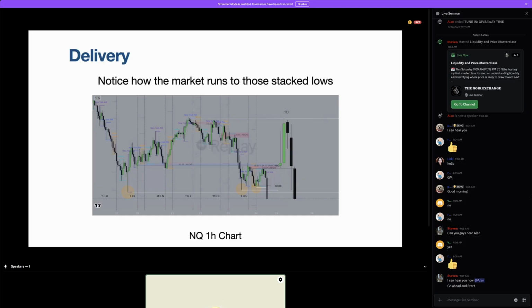This is the same chart. My bad, I had to get some water.